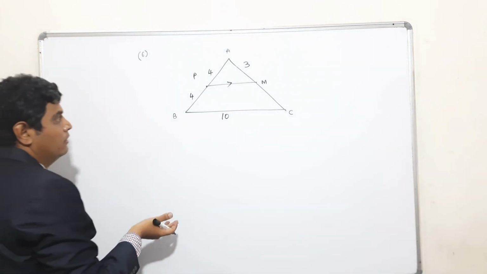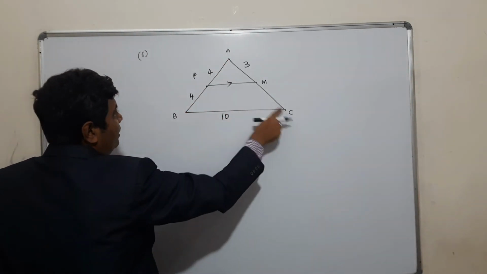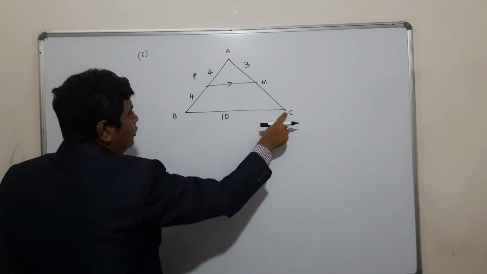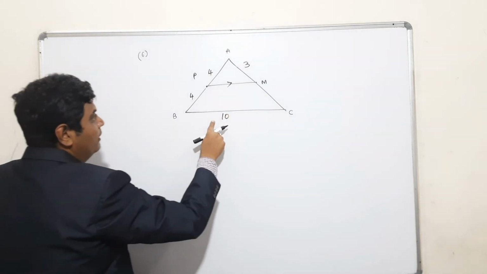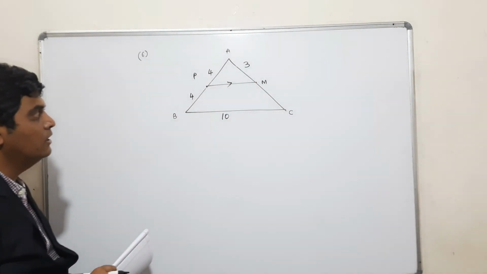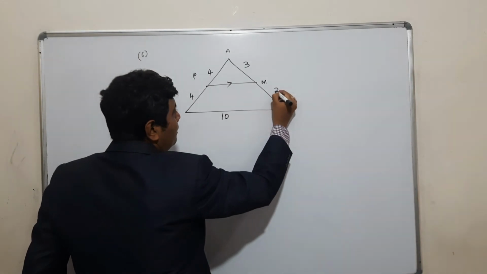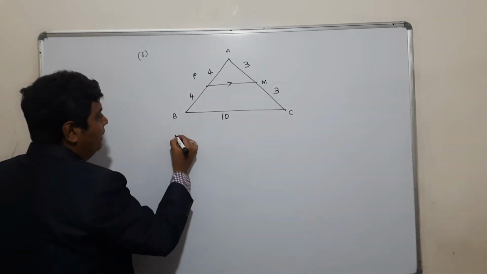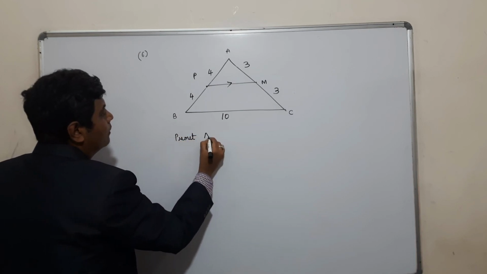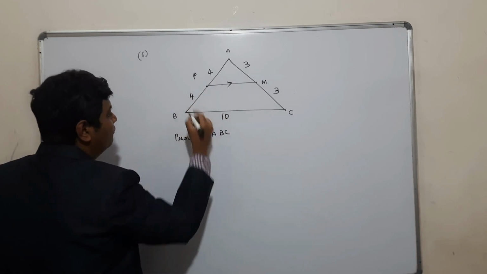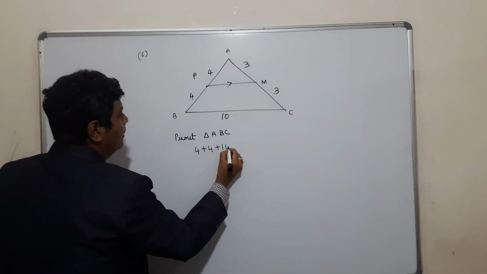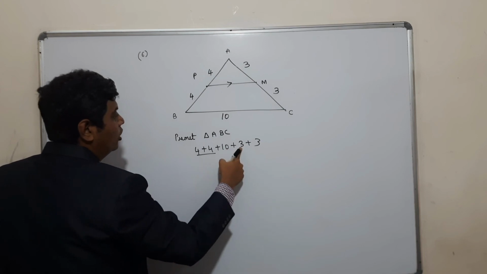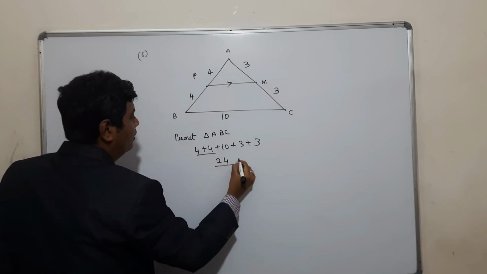Clear? Now again, in triangle ABC, P is the midpoint of AB and PM is parallel to BC. So if it is parallel to BC, then can I say M is the midpoint of AC? Okay. So here it will become 3. Clear? So now what will be the perimeter of triangle ABC? It will be 4 plus 4 plus 10 plus 3 plus 3. 4 plus 4 is 8, 18, 21, 21 plus 3, 24 centimeters.